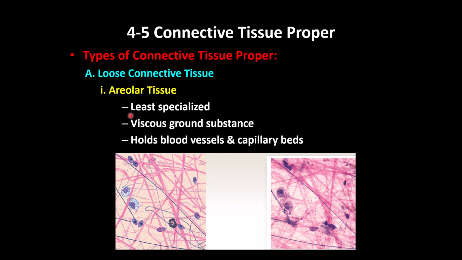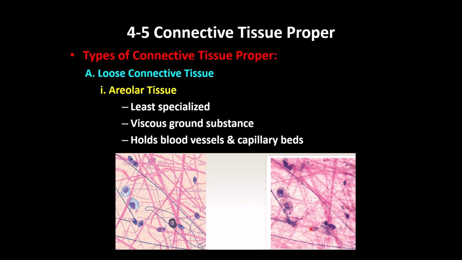This is least specialized. It means that you can see it in different areas of the body, for example, around the blood vessels, under the skin, under the epithelial tissue, and in different hollow organs. It contains blood vessels and is made of collagen fibers. You can see it here: lots of collagen fibers, and also some elastic fibers. These dark wavy ones that you see are the elastic fibers, like this one and this one and this one.